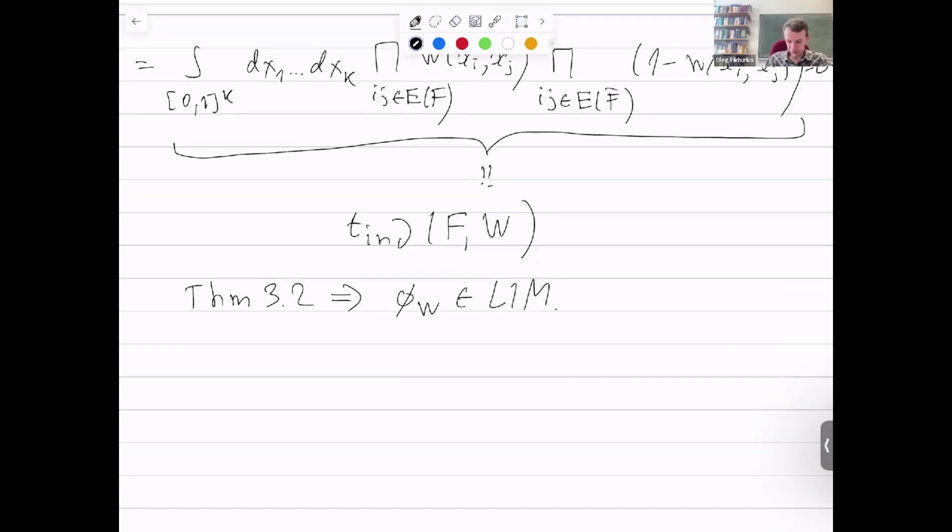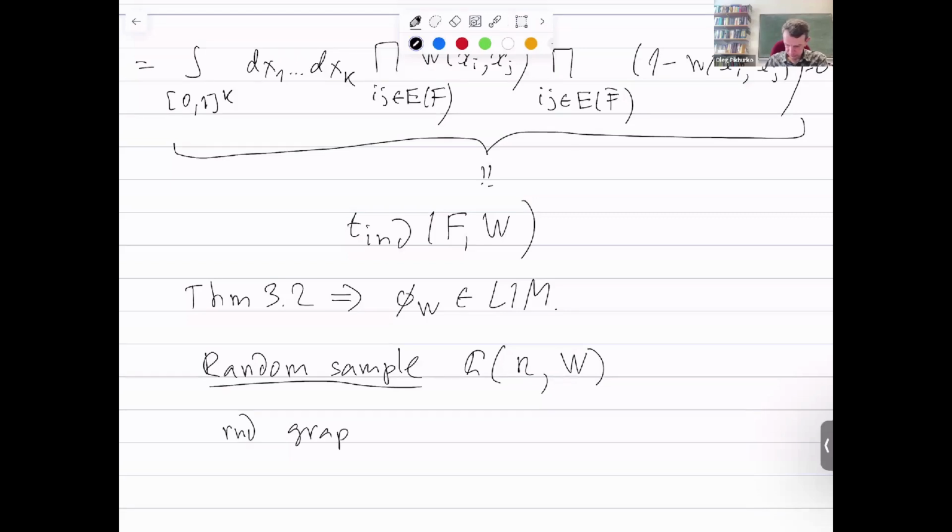So what would be a random sample? Given W, I want to construct a sequence of random graphs, and I want them to be very likely to converge to W. How do we define it? We are given a graphon W and some number n of vertices. This will be a distribution on graphs with vertex set 1 to n, so a random graph in Fn.